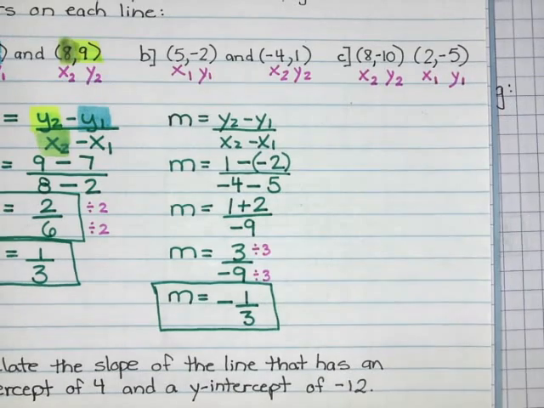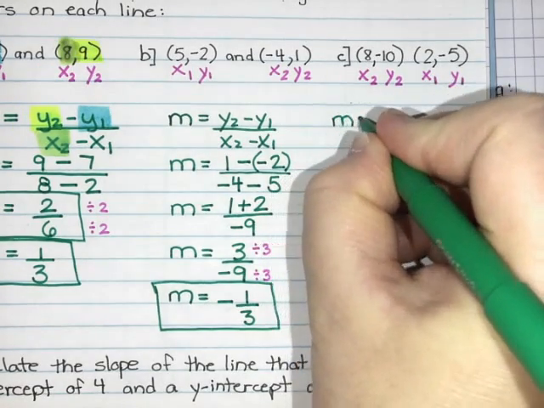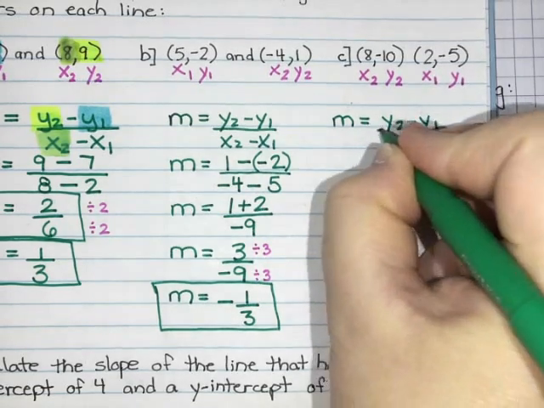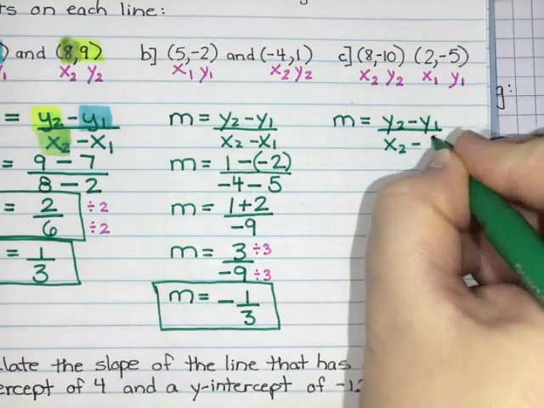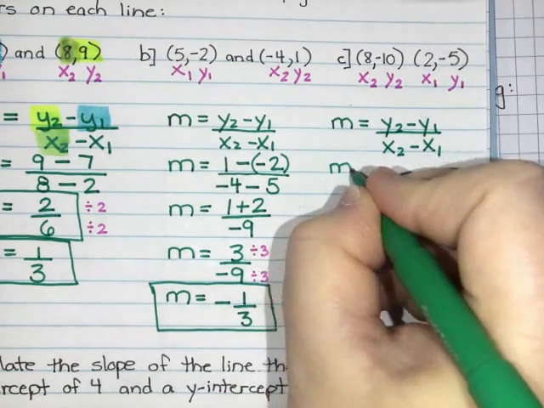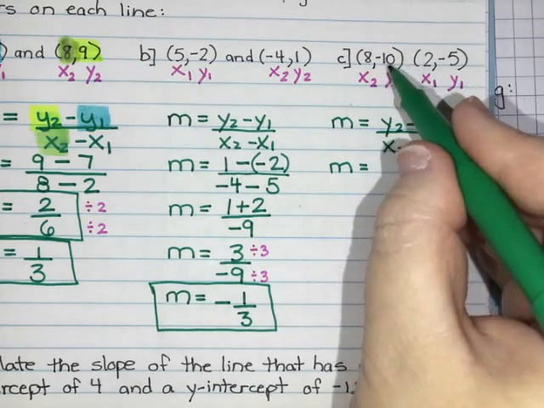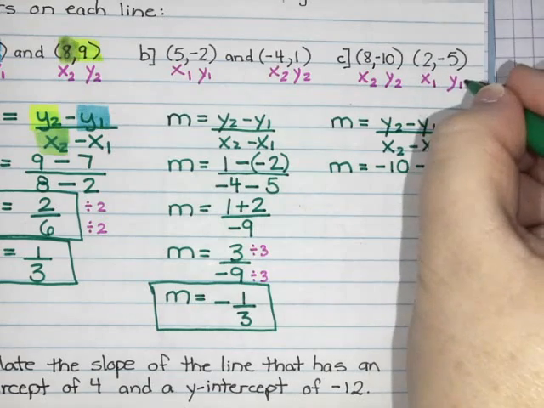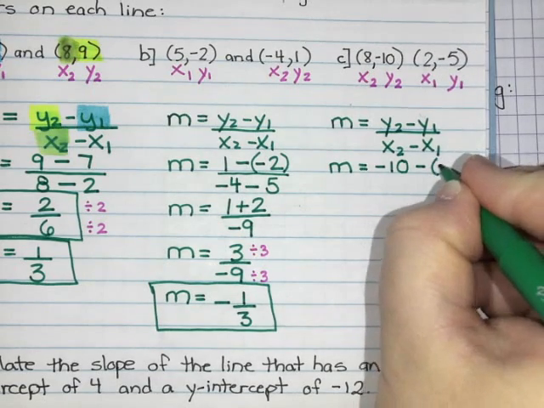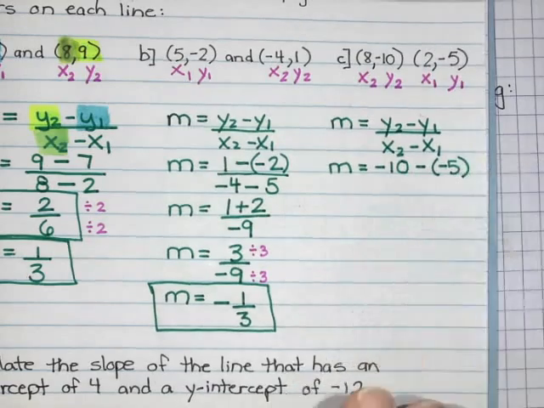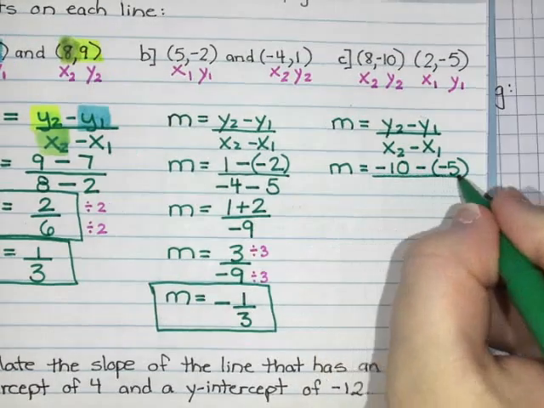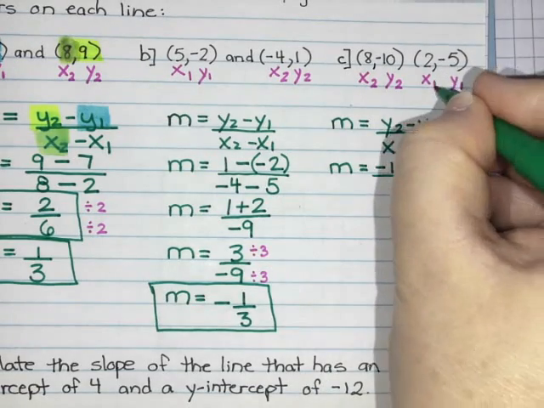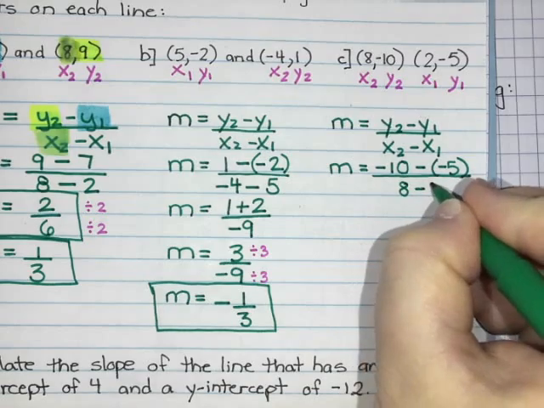So if I try that, m equals y2 minus y1 over x2 minus x1. So y2 would be -10 minus, and then y1 is -5. I'm going to put that in a bracket because I don't like having 2 negative signs in a row without a bracket. Divided by x2, that's 8, minus x1, so that's take away 2.